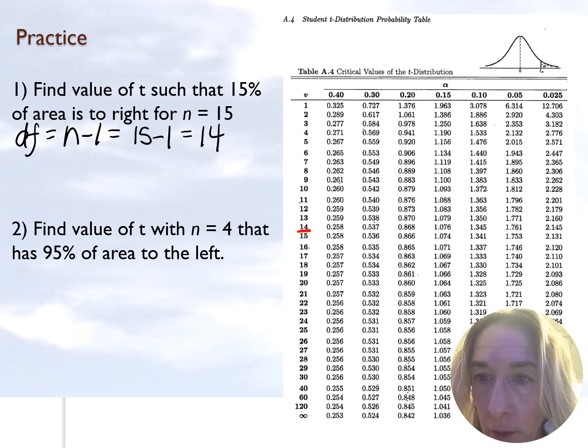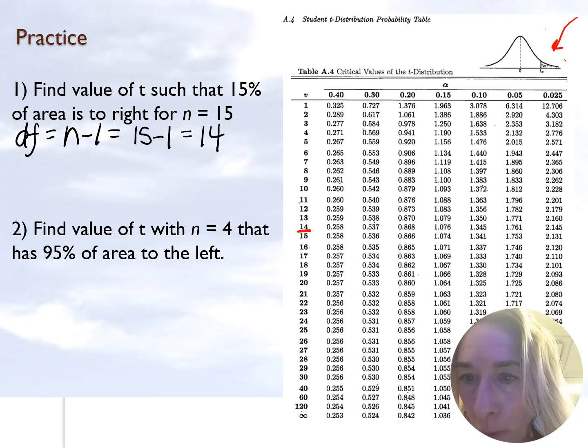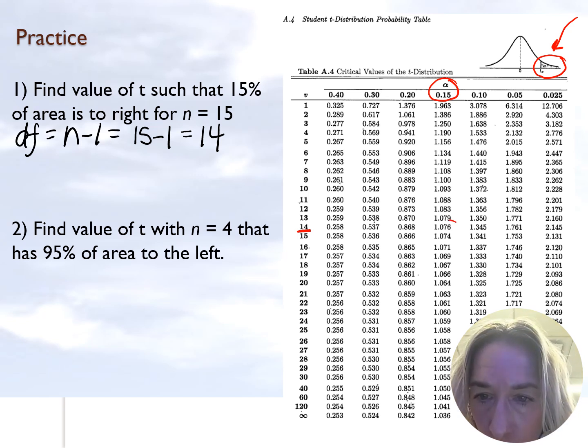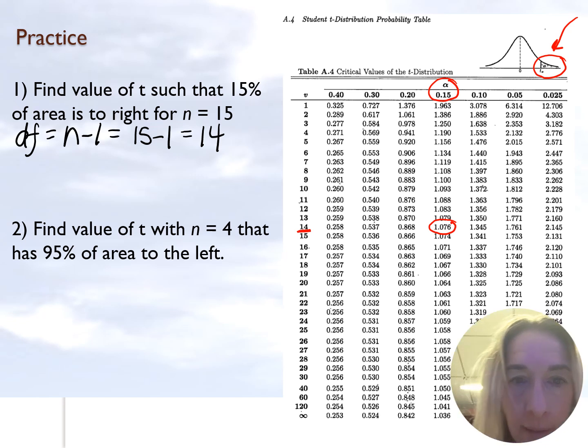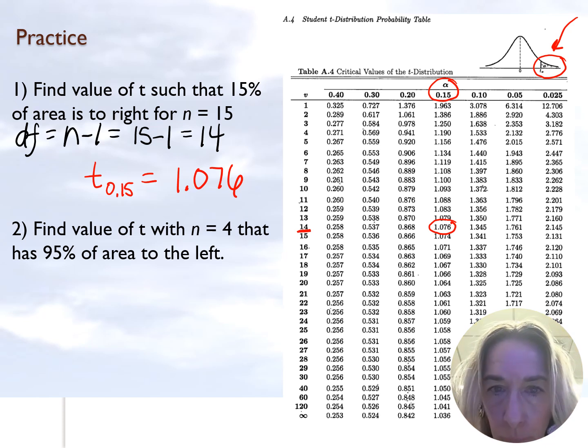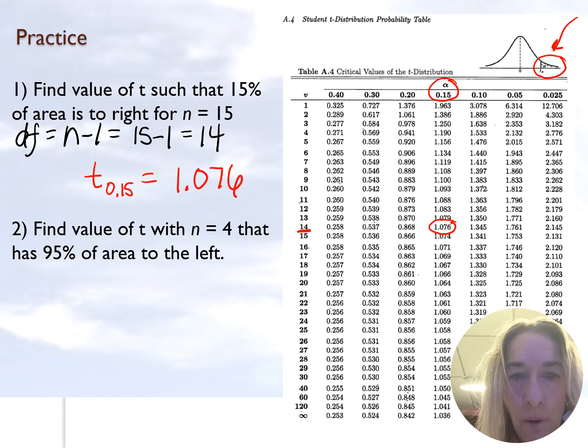We want to find this value of t such that 15% of the area is to the right. Let's look at our visual legend again. Alpha refers to the area to the right because that's what's shaded. So in this case, alpha equal 0.15. We are going to read off the value that's at the intersection of those 2 points, and that t value, if you want to write it like this, is 1.076.